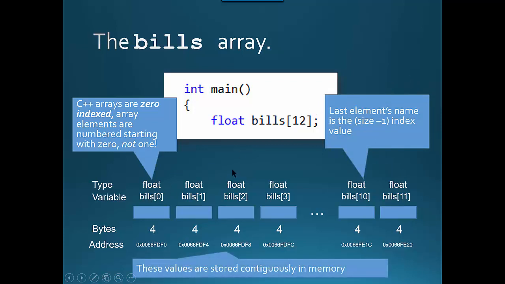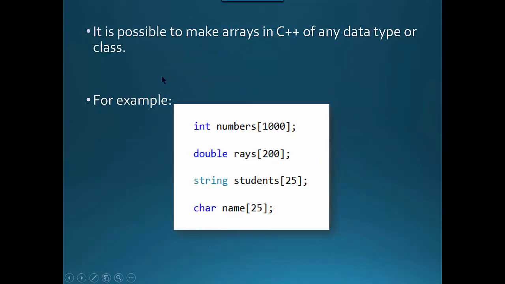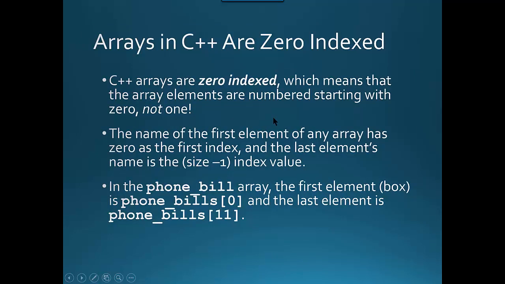The other aspect of arrays is that all the elements in an array are stored in contiguous elements in memory. So they're one right after the other. It's possible to make arrays in C++ of any data type or class. So you could make an int, a double, a string, a char, anything you wanted. Note that arrays in C++ are all 0 indexed, so the first element is always 0.